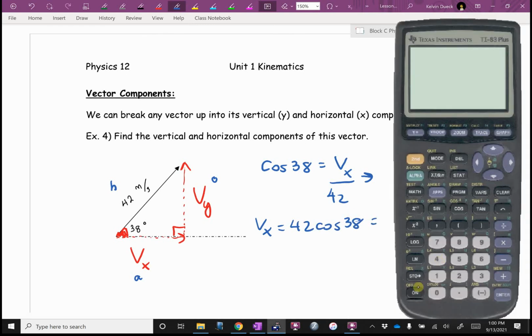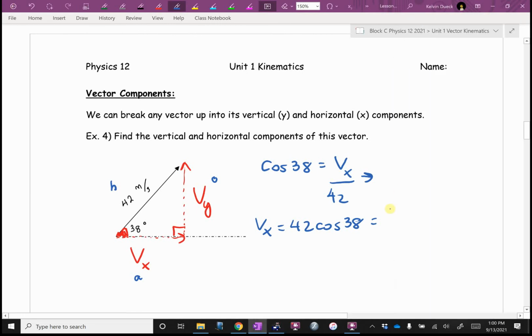It's going to be 33.1. It's a velocity, so it's meters per second. I'm not going to put a direction on. You know what the direction is? X. That's why I labeled it Vx. It's horizontal.